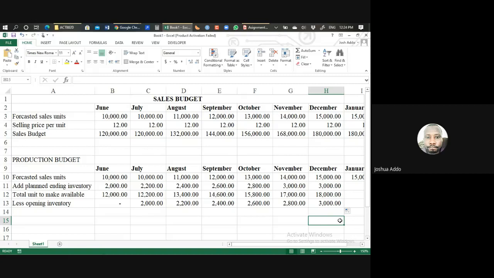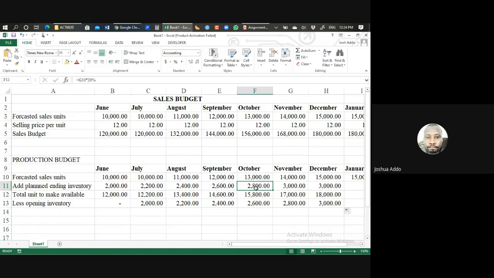So opening inventory for December is the same as closing inventory for November. Opening inventory for November, 2800, is actually the closing inventory of October. You have to understand that kind of logic. So this is how it will be.